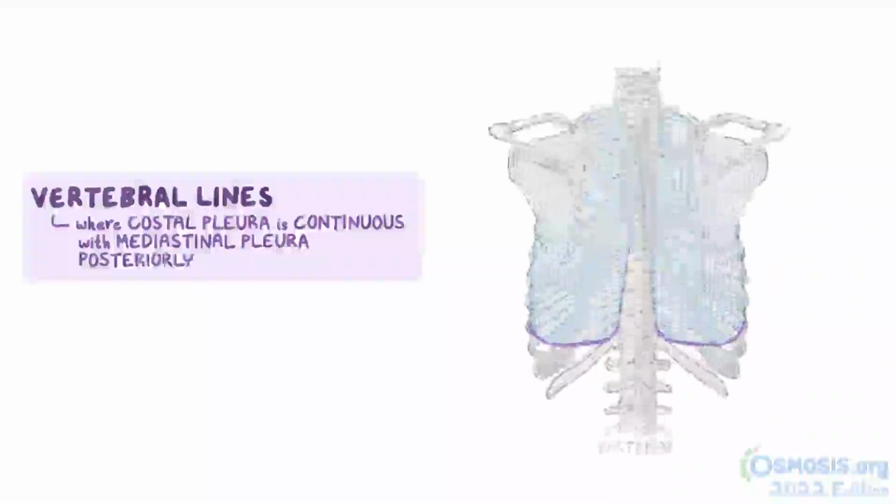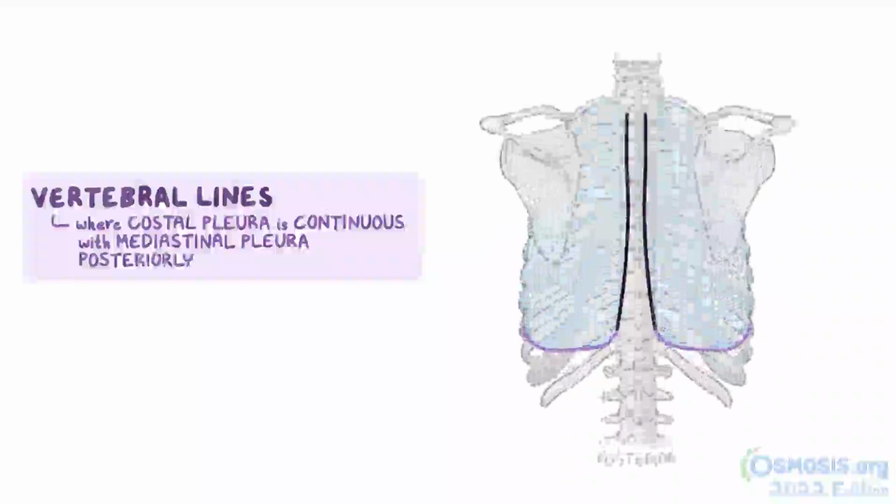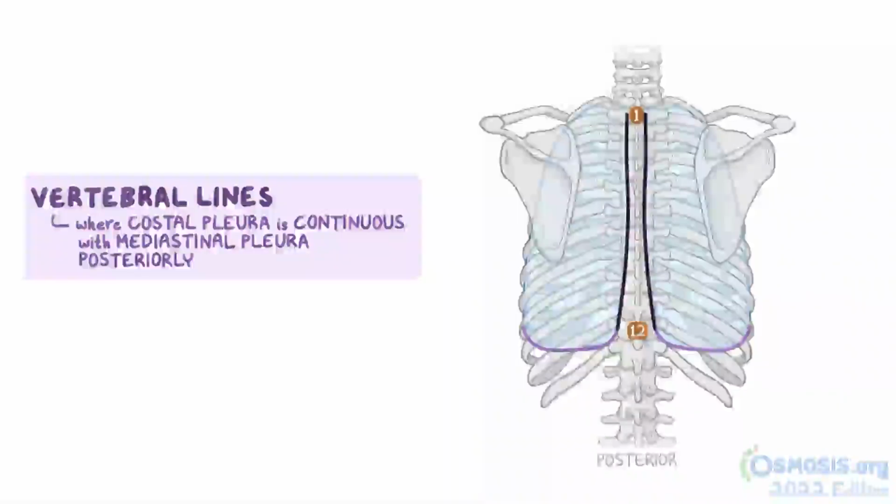Finally, the vertebral lines of pleural reflection occur more gradually where the costal pleura becomes continuous with the mediastinal pleura posteriorly. The vertebral lines are parallel to the vertebral column and run in the paravertebral planes from T1 through T12. Afterwards, they become continuous with the costal lines.